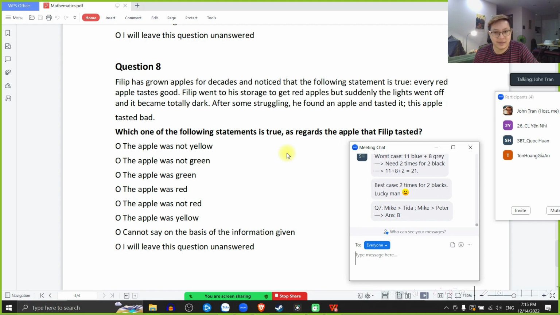Philip went to his storage to get red apples, but suddenly the red light went off and it became totally dark.